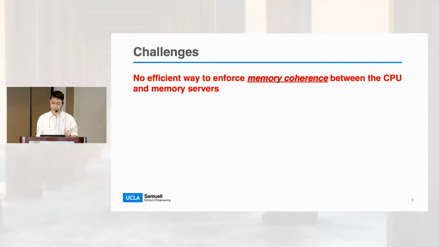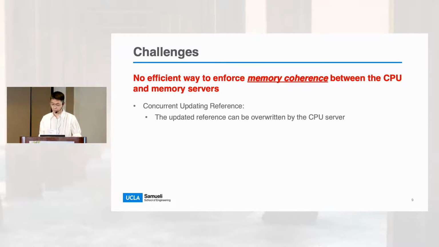There are two phases in which GC threads need to write memory. First, the concurrent reference-updating phase. In this phase, the GC threads need to update the old references to point to the new addresses of evacuated objects. However, this update is invisible to the CPU server. If the object containing the reference is also on the CPU server and is swapped out later, then this swap-out operation will override the updated reference on memory servers.